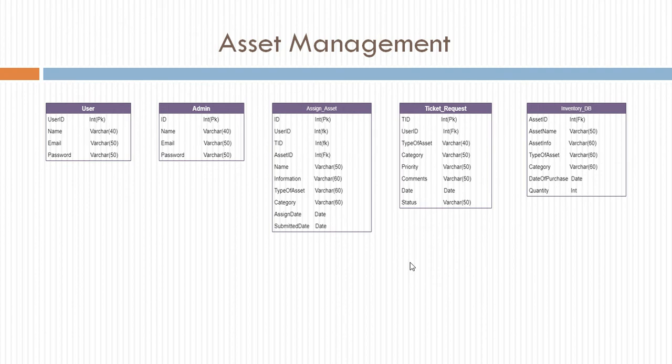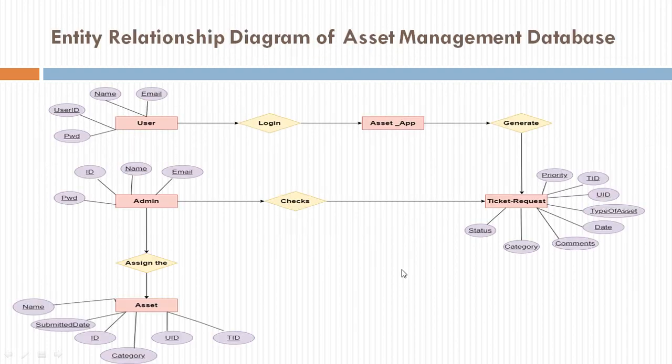So both can log in, and the user has a facility to raise a ticket if he has any problem, and that ticket will be assigned to the assigned department, and it can be checked there. So let me show the entity relationship diagram for that.